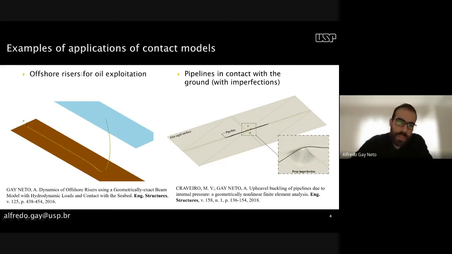For example, in this case we have offshore risers for oil exploitation. You have a beam-model structure, a slender structure. Here you have the surface of the sea, and here the seabed. Then you have some configurations of these structures. This region of the very slender structure, called the riser, is actually a tube, sometimes used for oil transportation from the bottom to the top region.